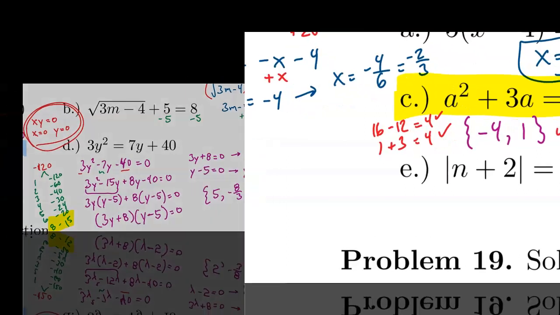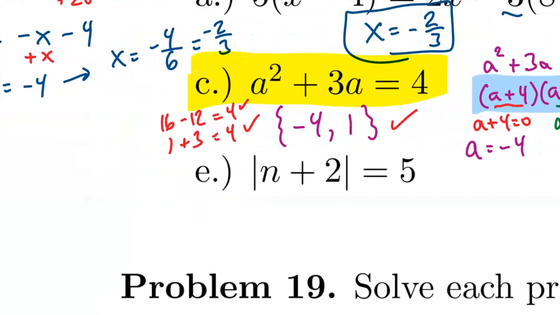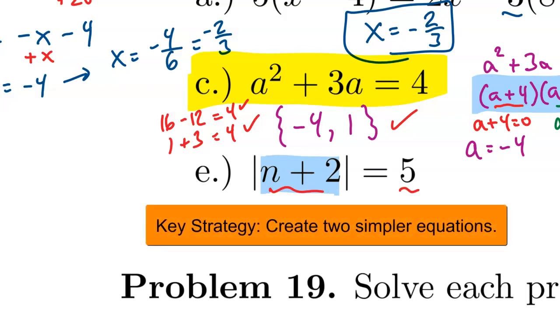And finally, our last example, part E, is an absolute value equation. So what that means is that whatever this expression is, it's going to become the positive value of that number. So the two numbers that I can put inside the absolute value to get a positive 5 would be positive 5 or negative 5. So I can create two simpler equations.